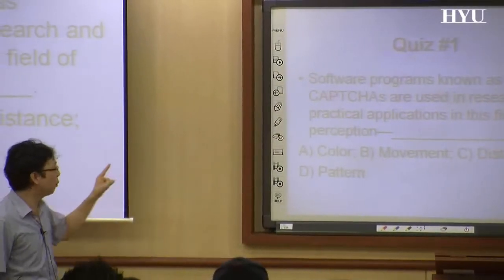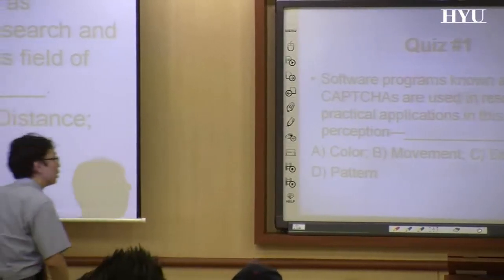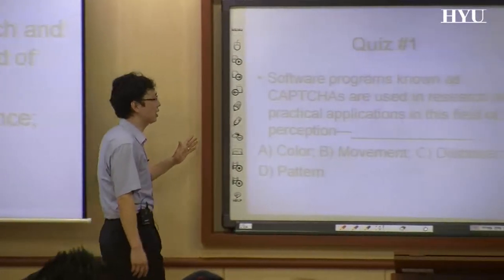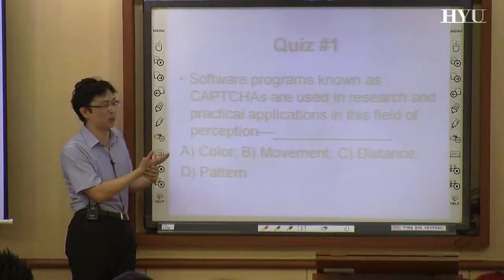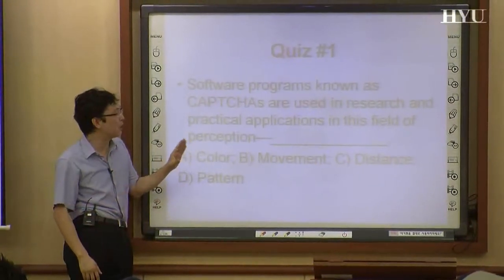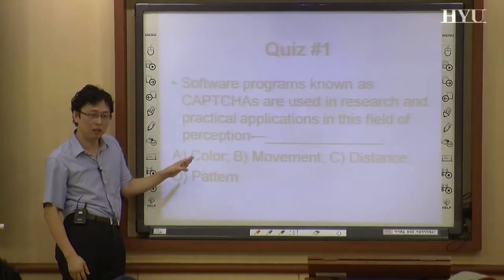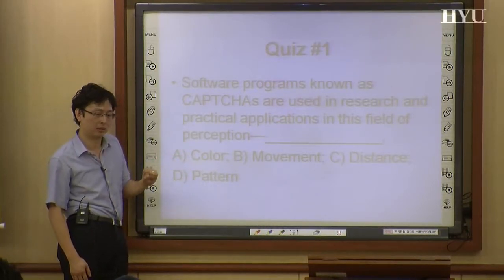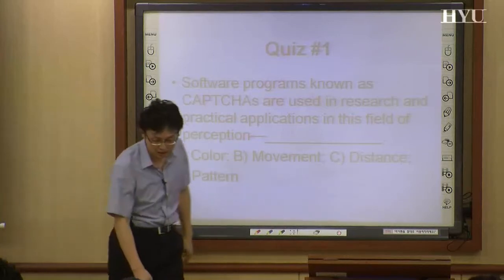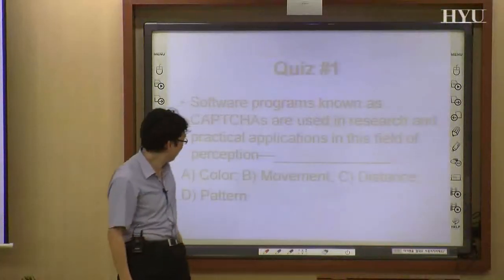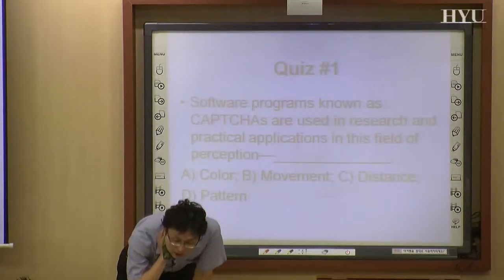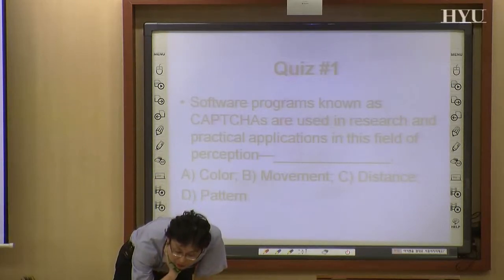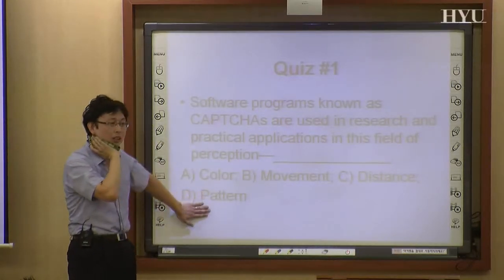Software programs known as captcha codes are used in research and practical applications in the field of perception. So what is being used? Color, movement, distance, or patterns? I can give you 30 seconds. Okay. Yes, around 92% correct. Okay, so the answer is D.